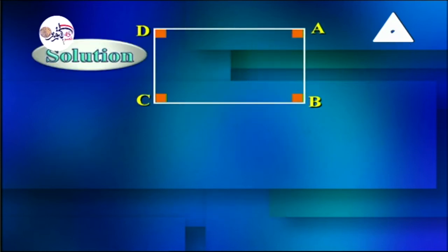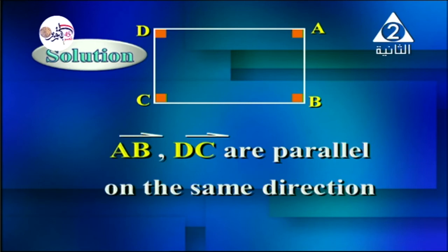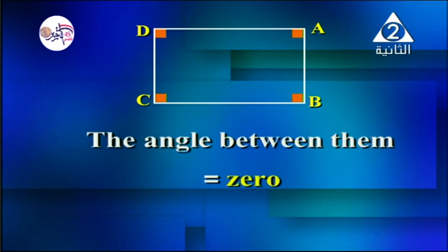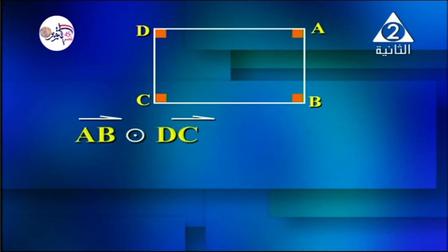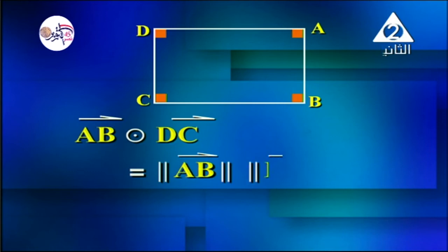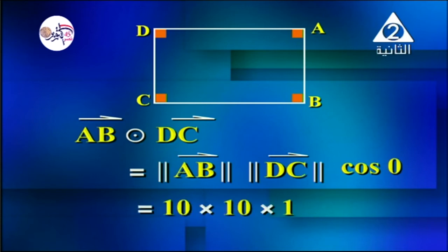Look at the solution. We have square ABCD. Remember, my dear student, AB and DC are parallel in the same direction. What is the angle between two parallel vectors? Excellent student, 0. Why? Because two vectors in the same direction are parallel, theta between them is 0. Then we deduce that AB dot DC equals norm AB, norm DC, cosine 0. What is the value of cosine 0? It is 1.